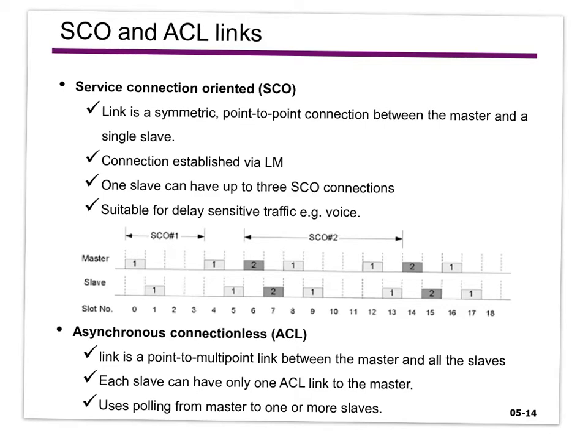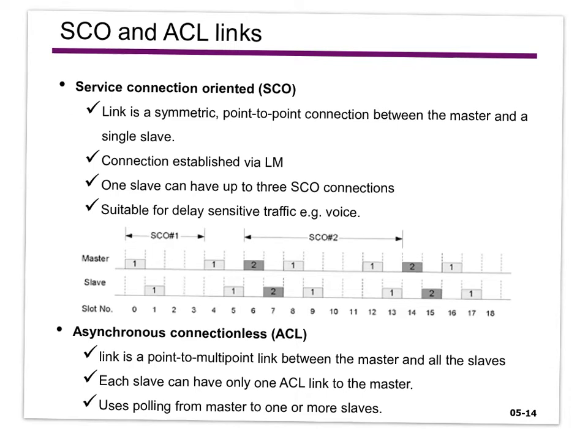So now, because SCO is a bidirectional communication, there are for sure some limitations on how many connections we can have concurrently running. And it turns out for SCO, one slave could have up to 3 different SCO connections to the same master. Okay? And this is a point-to-point bidirectional communication.